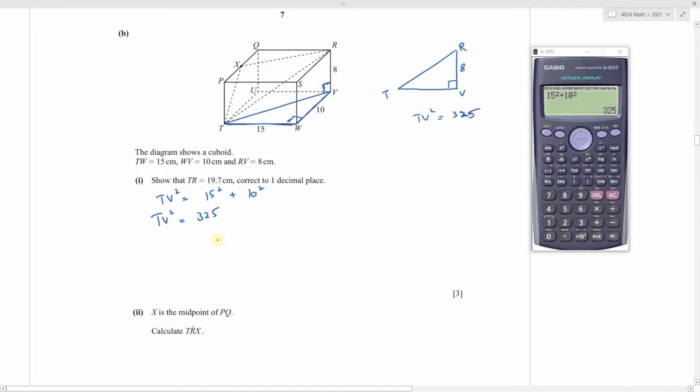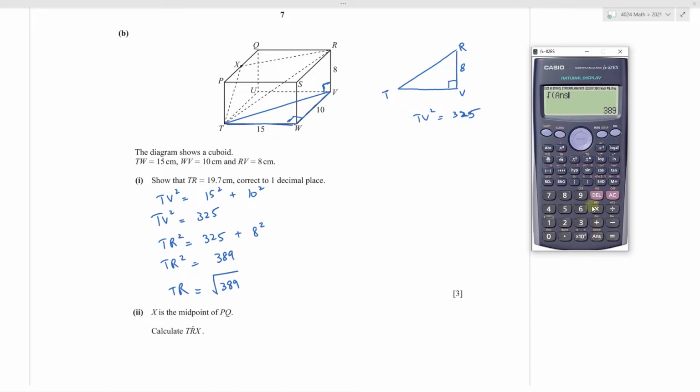So now let's calculate TR, using Pythagoras theorem on this triangle TVR. TR square will be equal to TV square, which is 325, plus 8 square. So TR square is 325 plus 64, 389, and TR will be square root of 389. So square root of 389 will be 19.7 centimeter, correct to one decimal place. So that you have shown here.